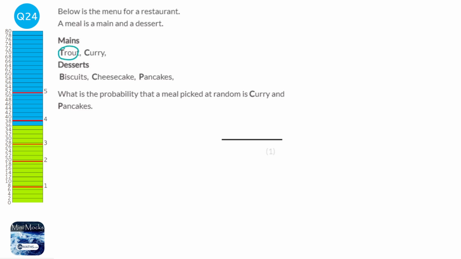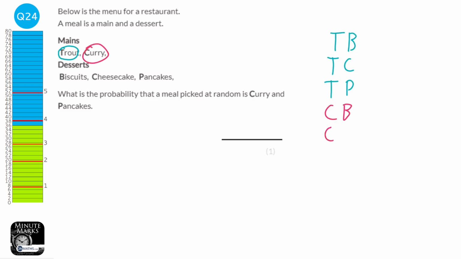I'm going to start by writing out all the outcomes. So I'm going to start with trout. For trout, as a main, I could have had biscuits for dessert. Trout as a main, I could have had cheesecake for dessert. Trout as a main, I could have pancakes as a dessert. Then I'm going to move on to curry for main. For curry for main, I could have had biscuits, cheesecake, and pancakes.